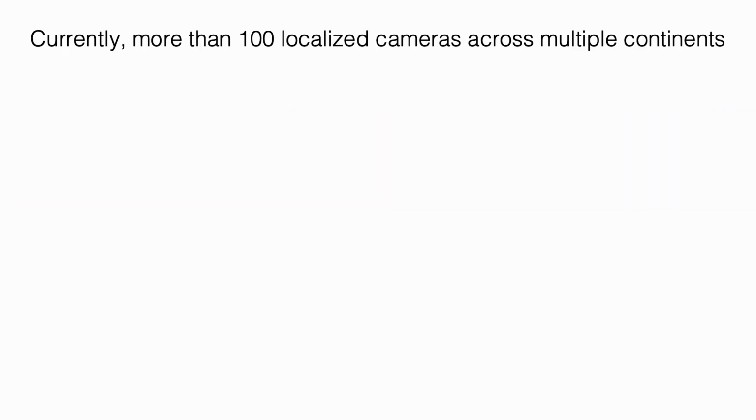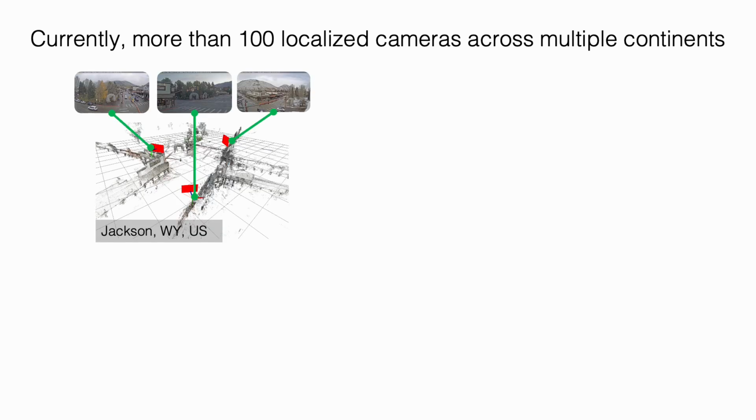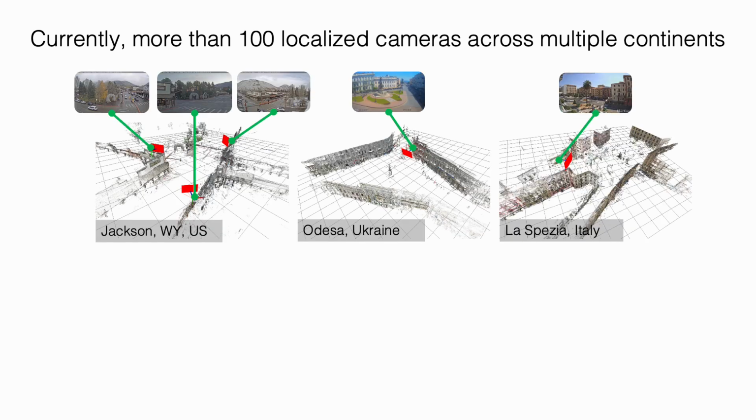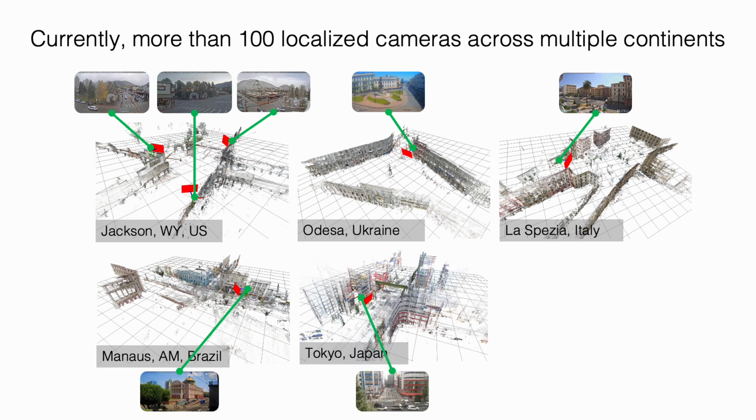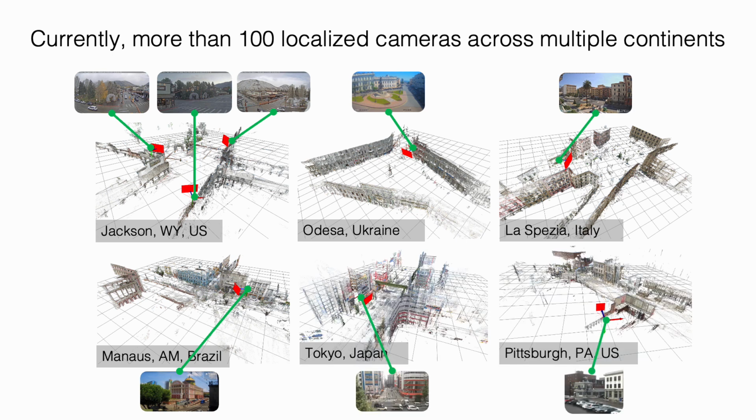Currently, we were able to scale our method to more than 100 localized cameras across multiple continents, with the potential to scale to any camera with sufficient street-level images. Here, we show a few examples with the localized traffic cameras in red.